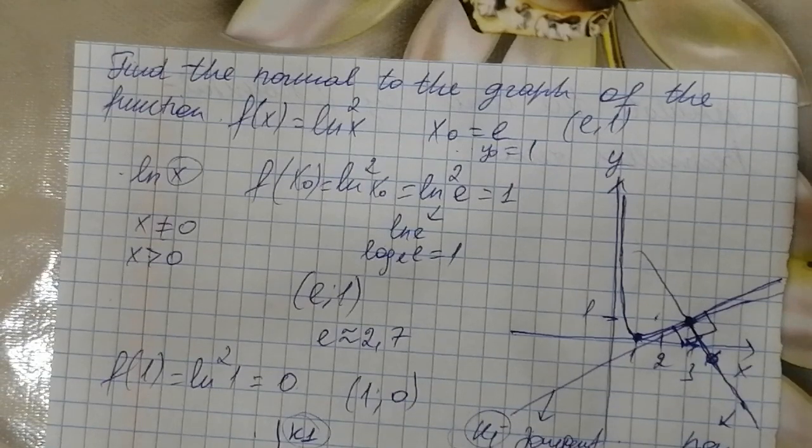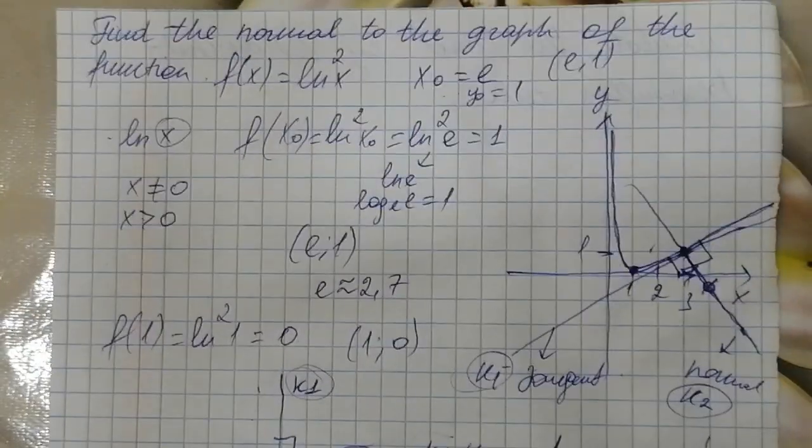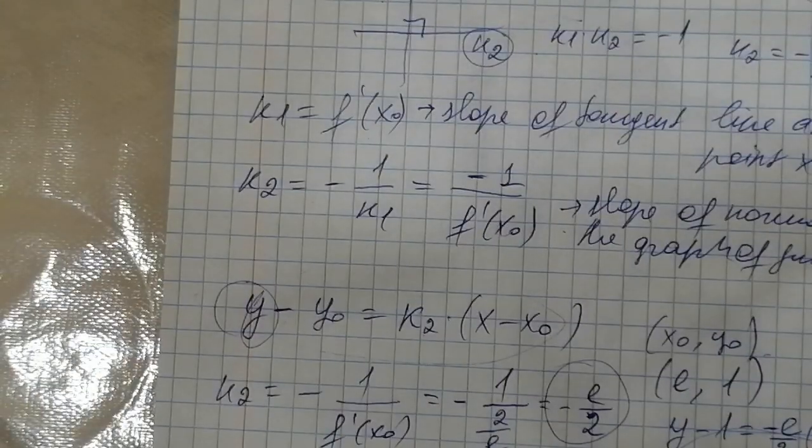What did I use here? You just have to know that the normal to the graph of a function and the tangent to the graph of the function at the point are perpendicular to each other, and their slopes are negative reciprocals of one another. And then you have to know how to find the derivative of the function. After finding the derivative and the slope of the normal line, you just use this formula, and that is all.